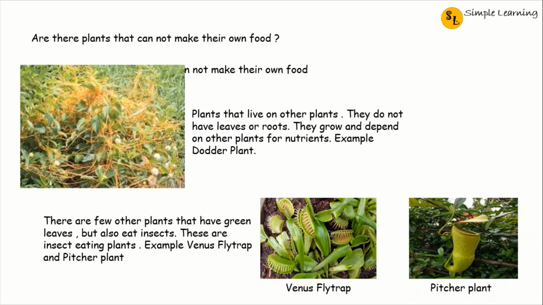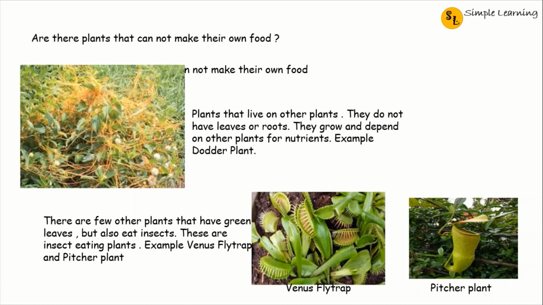There are a few other plants that have green leaves but also eat insects. These are insect-eating plants. Examples, Venus flytrap and the pitcher plant.